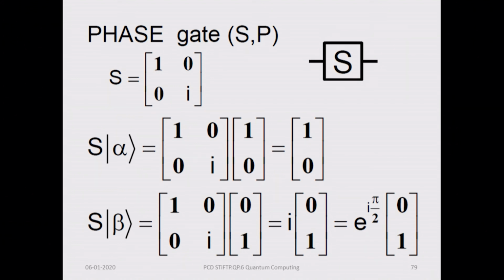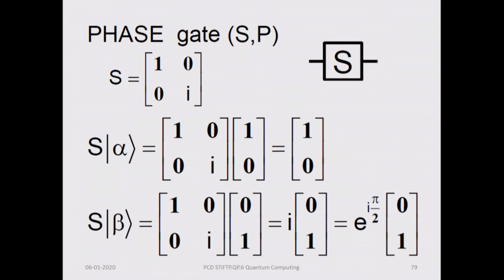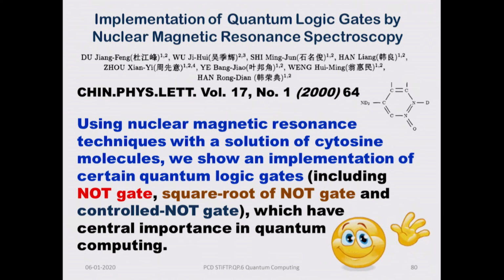Then there is the phase gate, which gives you an e to the i pi by 2 factor, and all of these quantum gates are essentially represented by 2 by 2 matrices. These can actually be implemented using physical devices, because at the end of the day you need to use your logic and build circuits and devices. For that, certain physical devices are used, and I will talk about it in the next class.